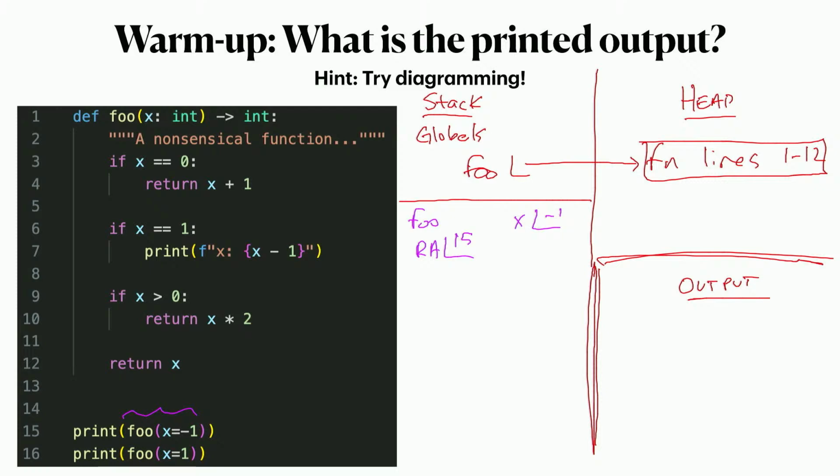When we reach a return statement, remember we need to fully evaluate the expression of the return statement. In this case, it's just a lookup of x. So we use name resolution. We ask in our current frame, do we have something named x? Yes, we do. Its value is -1, so -1 is going to be our return value. We send that back to line 15. And so -1 is what's going to be printed first.